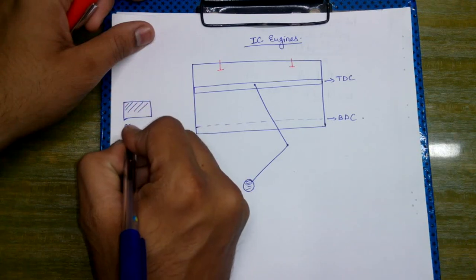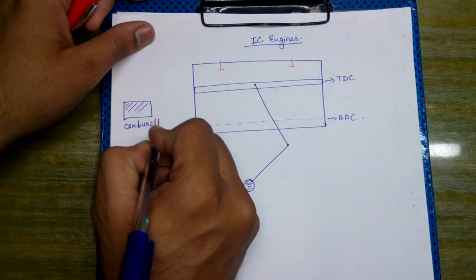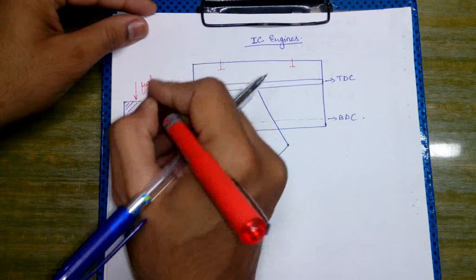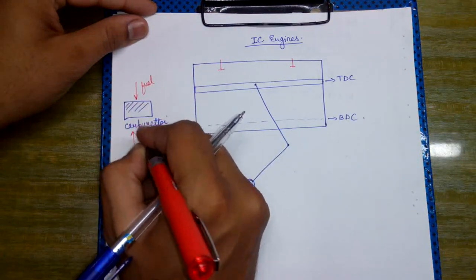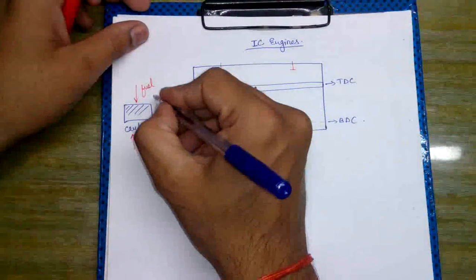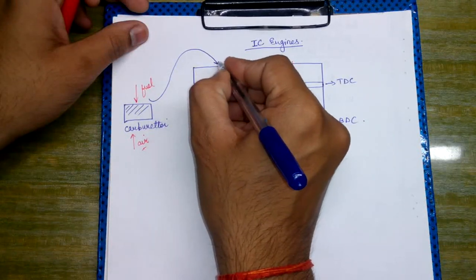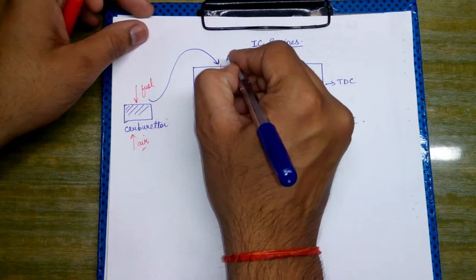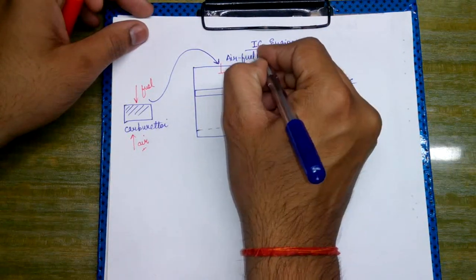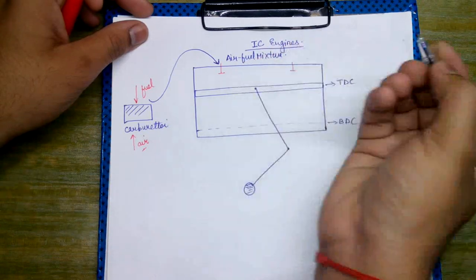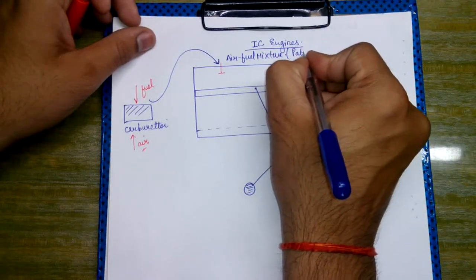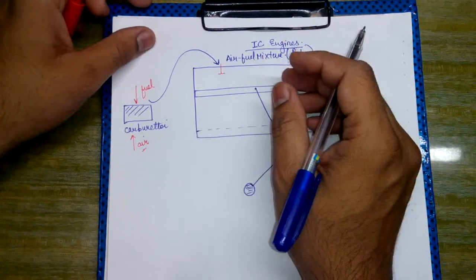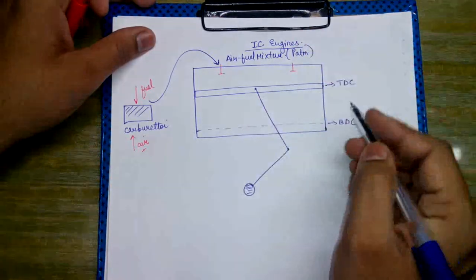This is the carburetor, and in the carburetor the air fuel mixture is made, which is then supplied as inlet through one of the valves. Here we are getting the air fuel mixture at atmospheric pressure. This air fuel mixture is input through this valve at atmospheric pressure.